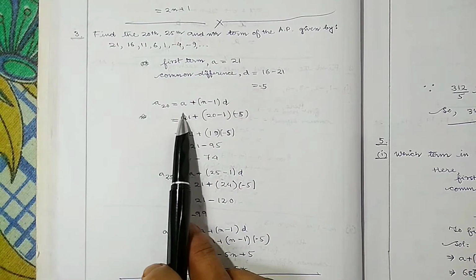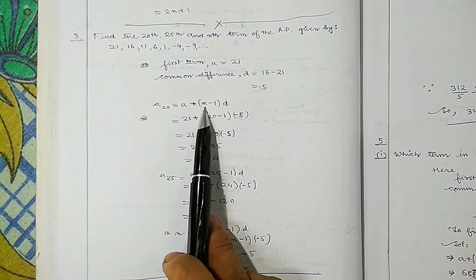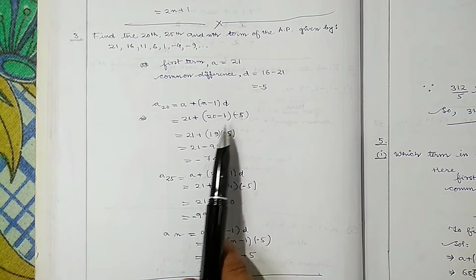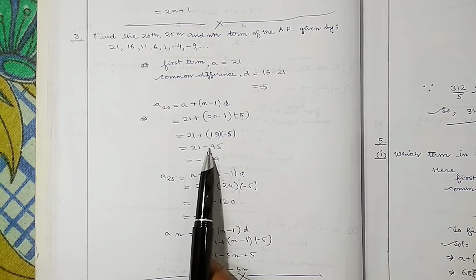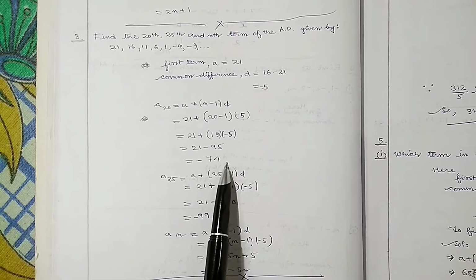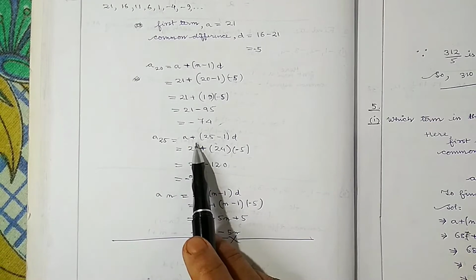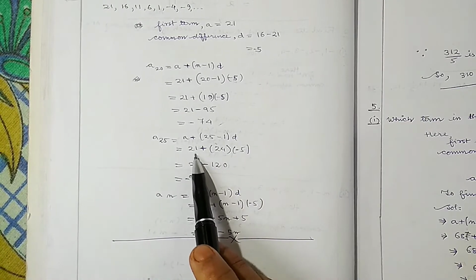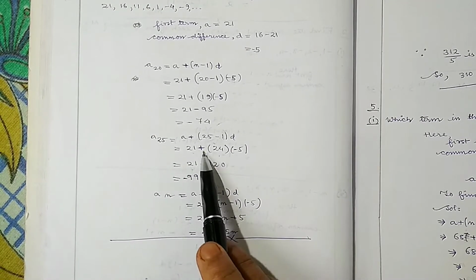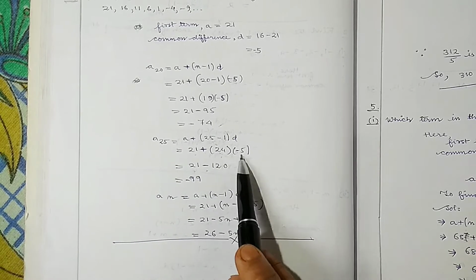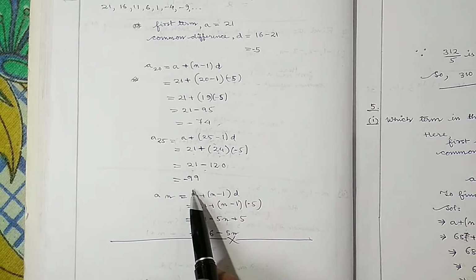Now we have to find the 20th, 25th and nth term. Now the 20th term. What is the formula? A plus n minus 1 into d. A here is 21 plus, n is 20, so 20 minus 1. D is -5. So 21 plus 19 into -5. 21 minus 95 is -74. This part is clear. Now A25. How to calculate A25? A plus 25 minus 1 into D. A is 21, 25 minus 1 is 24, D is -5. 21 plus 24 into -5, because you have to multiply these two. 24 into 5 is 120. If I subtract, I am going to get -99.